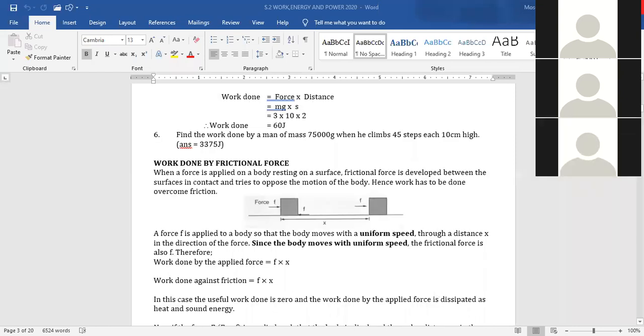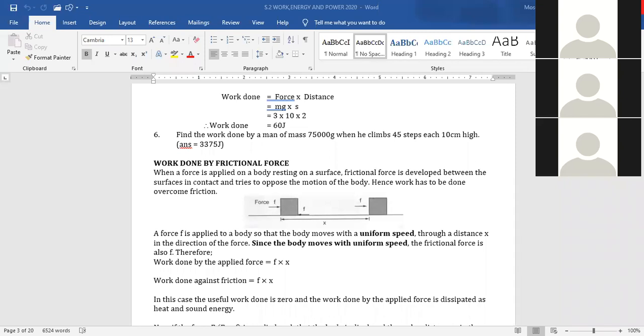Work done by frictional force. When a force is applied on a body resting on a surface, frictional force is developed between the surfaces in contact and tries to oppose the motion of the body. Hence, work has to be done to overcome friction. A force F is applied to a body so that the body moves with a uniform speed through a distance x in the direction of the force. Since the body moves with uniform speed, the frictional force is also F. Therefore, work done by the applied force is equal to F times x. Work done against friction is equal to F times x. In this case, the useful work done is 0, and the work done by the applied force is dissipated as heat and sound energy.